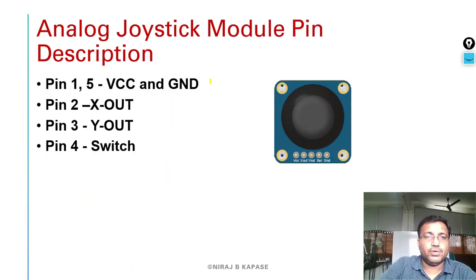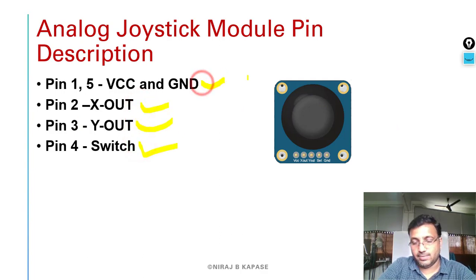So here is the pin configuration. As I have already mentioned, it has 5 pins, 1 is VCC and 5 is ground. We have X out, Y out and the selection switch. When you press this, it gives the selection output as 1. So there is a switch available, along with X out and Y out, on the joystick.